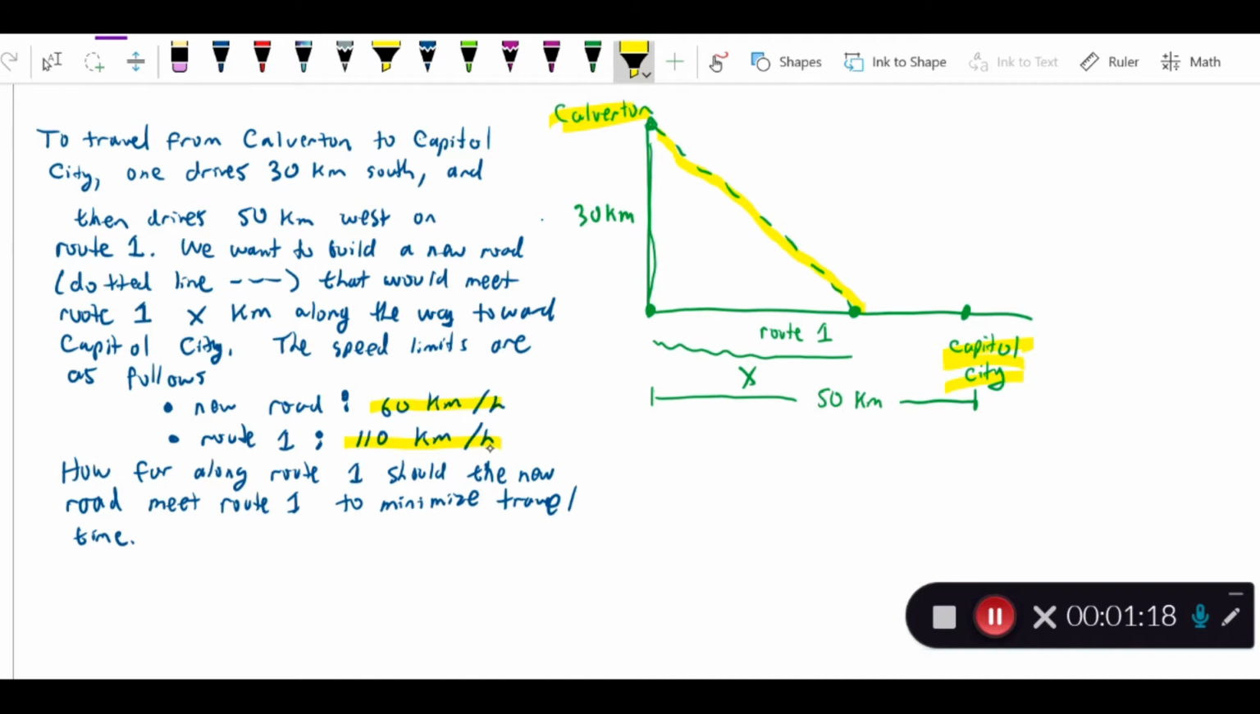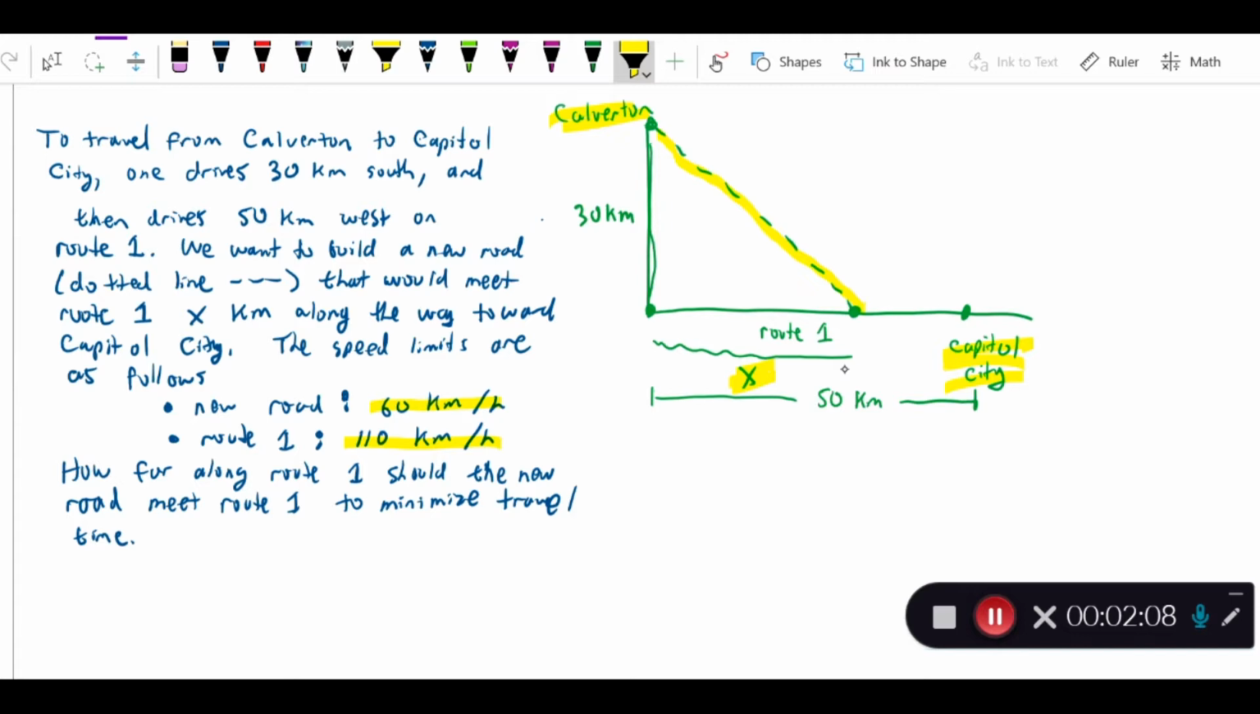So the idea is that it might be the case that just building a straight diagonal line from Calverton all the way to Capital City makes the distance smaller, but you can't travel as fast on the new road, which means that you may get some benefit by having this dotted line join Route 1 earlier so that you can then benefit from the higher speed limit on Route 1. What we want to do is figure out where we should have this new road meet Route 1. In other words, what should the value of x be, such that we minimize the travel time, given what we know about the speed limits.